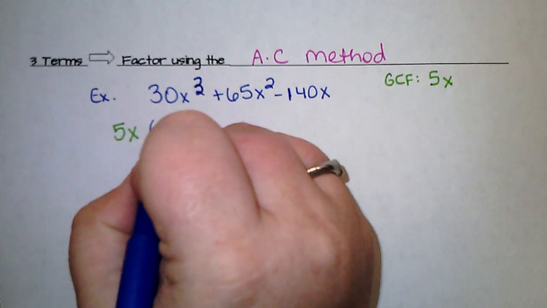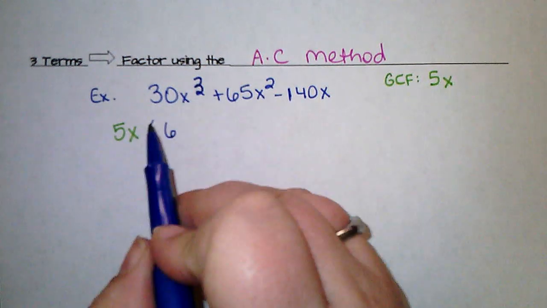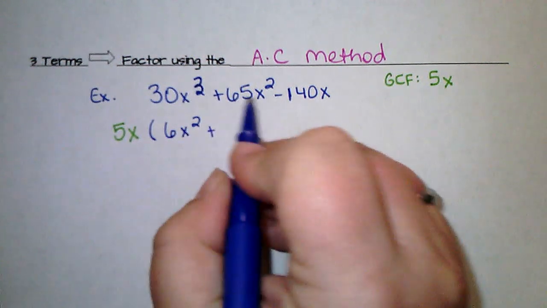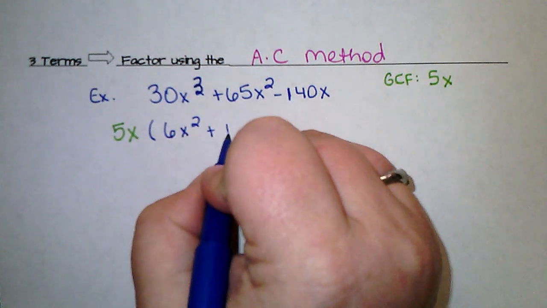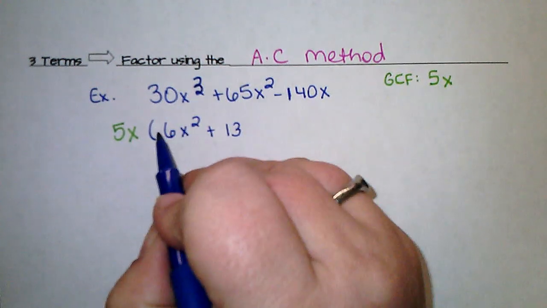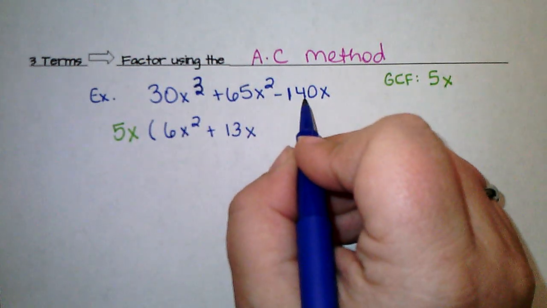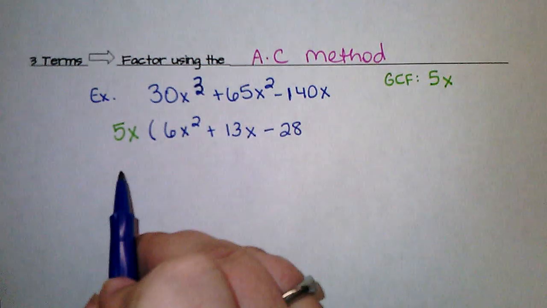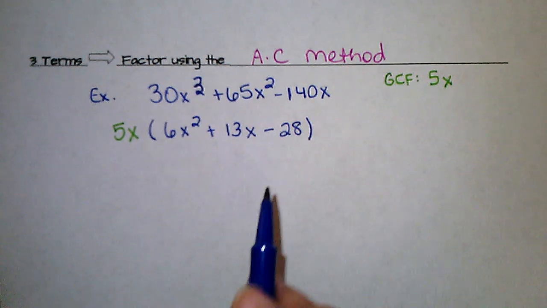So 30 divided by 5 is 6. I have x to the third. When I divide, you subtract 1, so this will now be x squared. 65 divided by 5 is 13, and again, I subtract. And then negative 140 divided by 5 is negative 28. And we subtract the x, so there will not be any x's with that one.